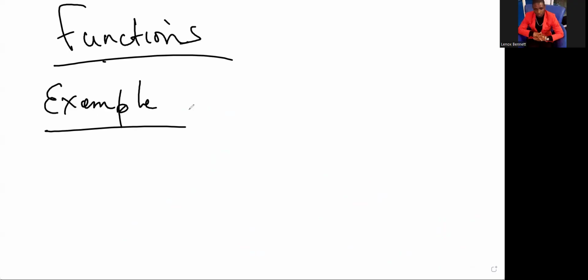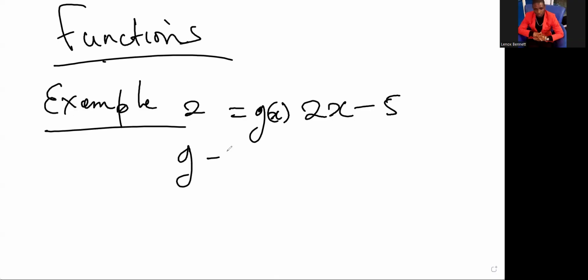Alright, so I'm going to call this example 2. What if we have 2x minus 5 and this is the function g of x? Let's say they ask us to find g of negative 1. This is where the problem comes in. Whenever they plug in a negative, students tend to panic. There's no need to panic.